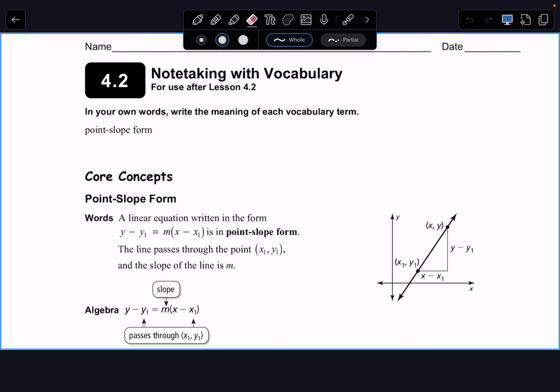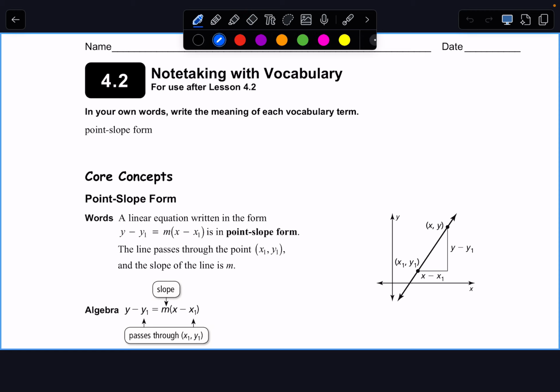We're still going to write it as y equals mx plus b, but there are going to be times where we don't know the plus b. There's a couple different ways I'm going to show you how to do that. But for today, we're going to focus on what's called point slope form.